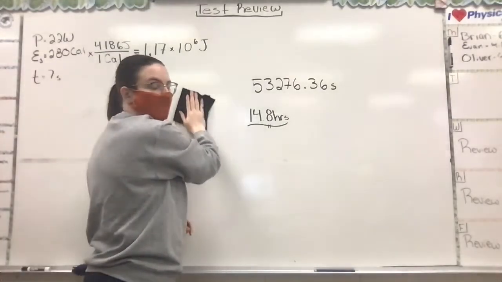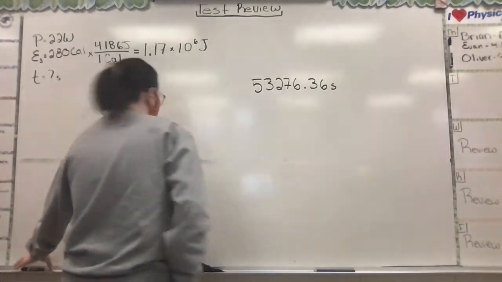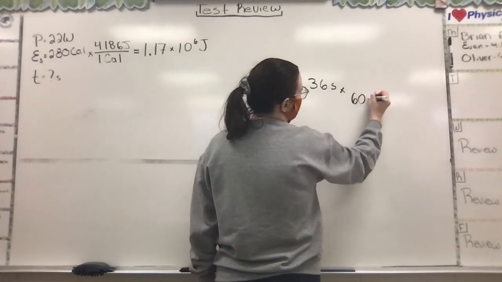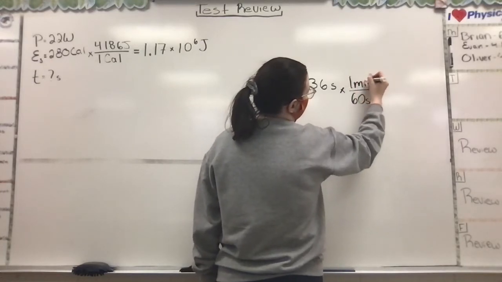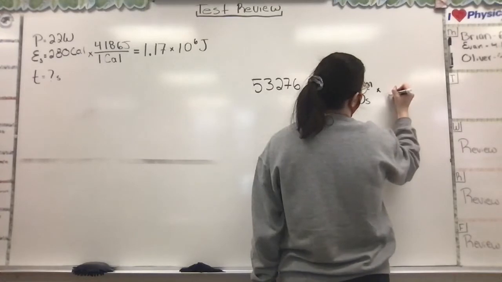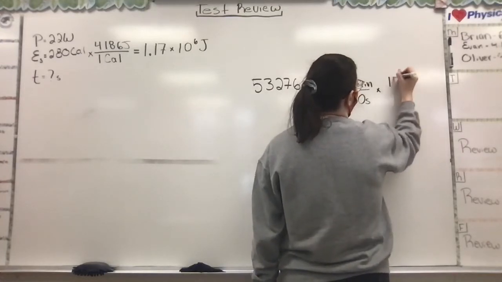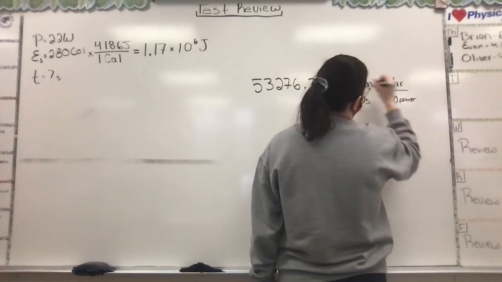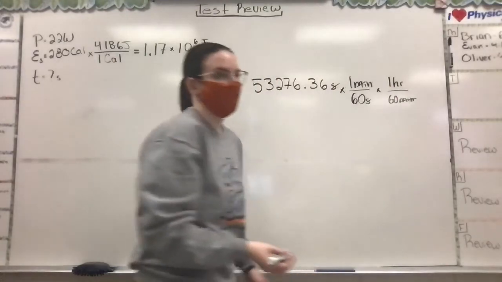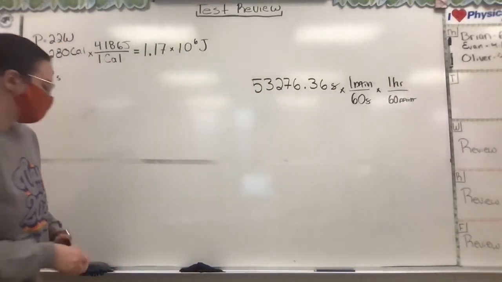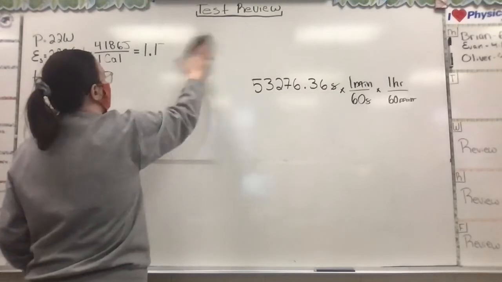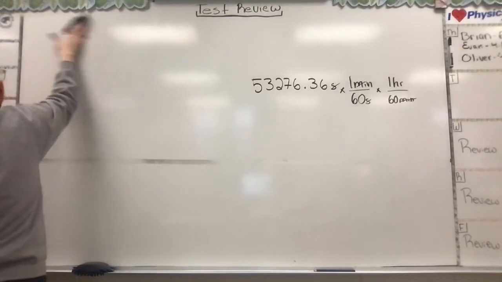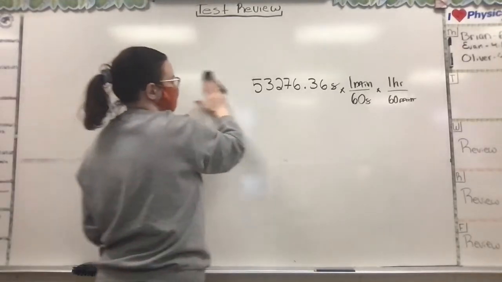Find the hours. How do you find the hours? Watch. There are 60 seconds in 1 minute, and then 60 minutes in 1 hour. Minutes cancel, seconds cancel, you get left with hours. Dimensional analysis. You guys should have learned that in chemistry. If you don't know it, your chemistry teachers failed you.